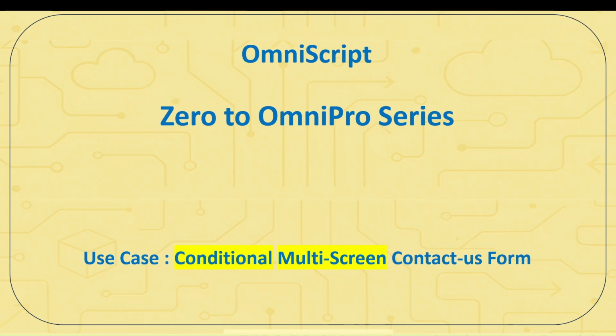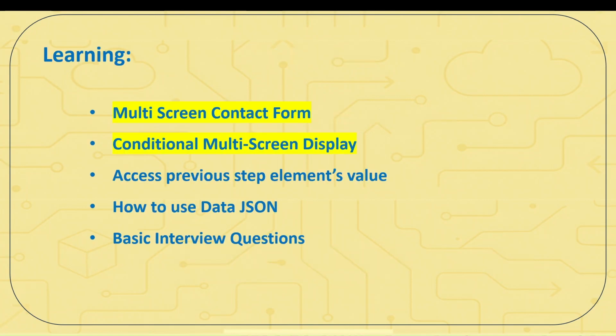In this video, let's continue with the same use case where we will develop multiple screens and, based on the input from the user, we will display a specific screen. Here, we will learn to develop a multi-screen contact form where, based on the user's input selection, only one screen is displayed at a time. Again, we will practice how to access values of elements added in previous steps.